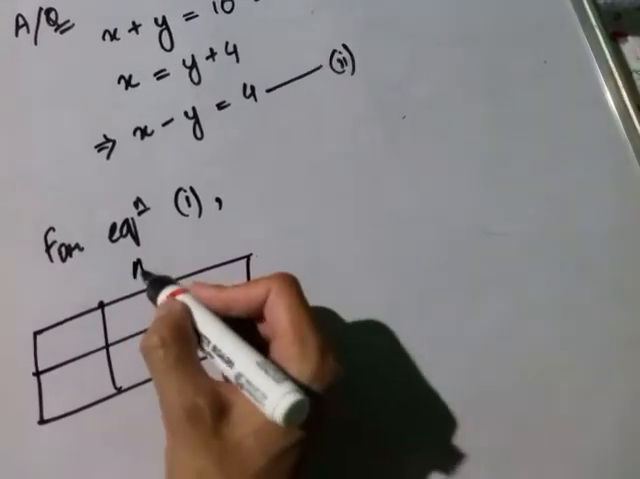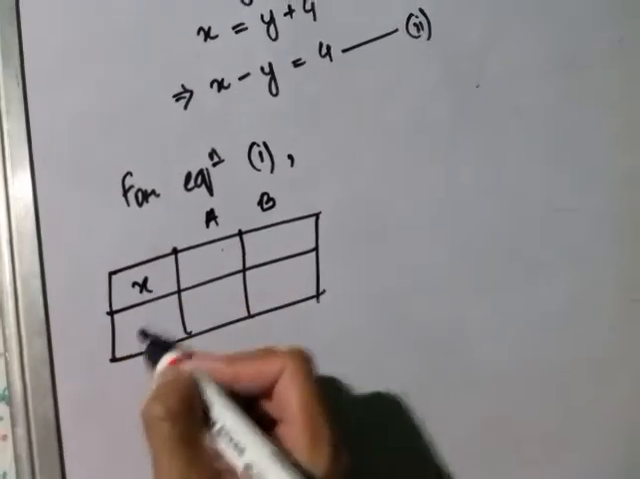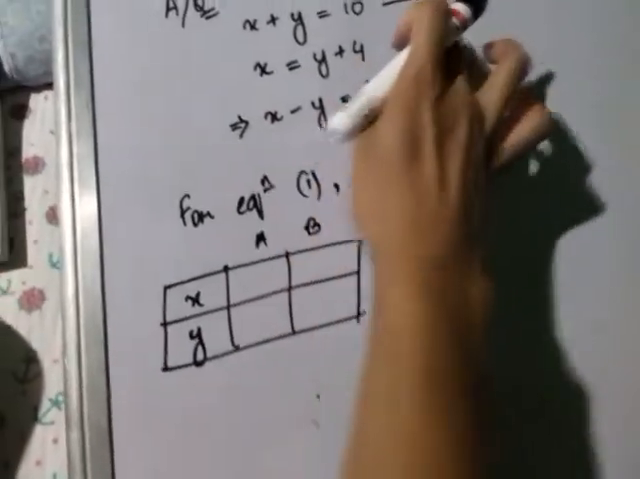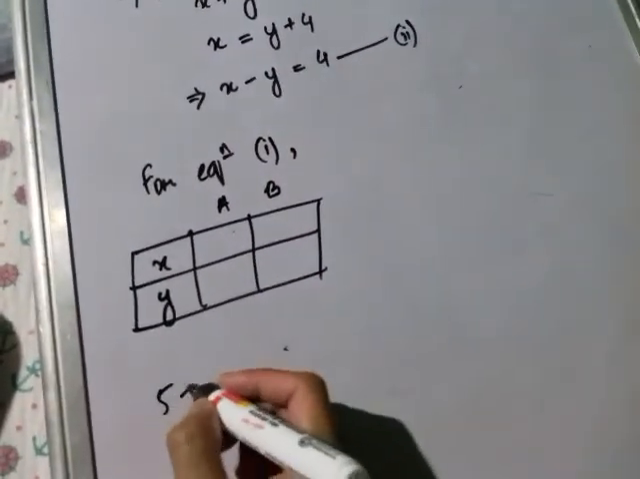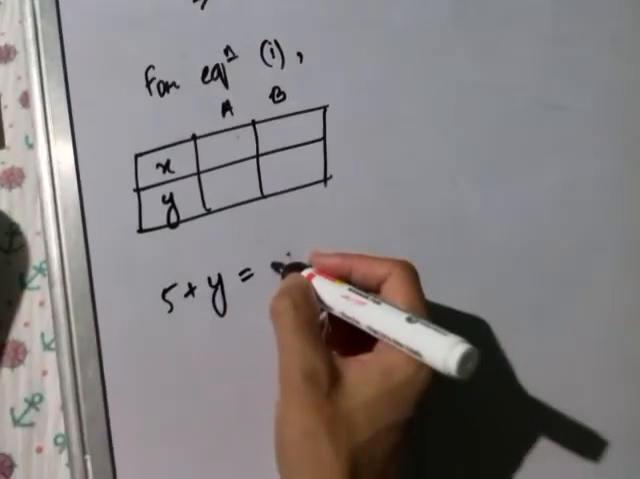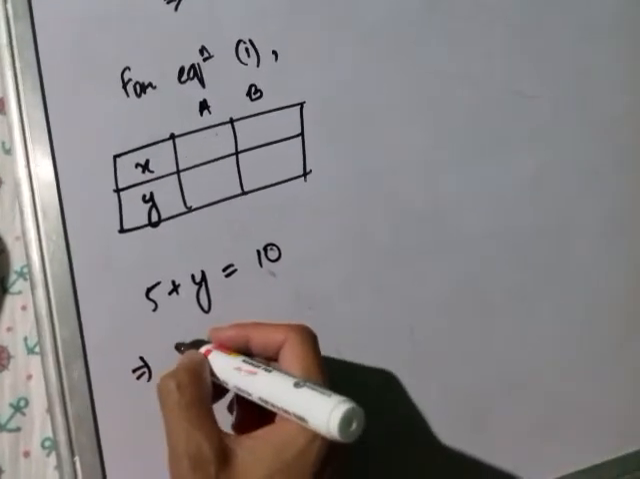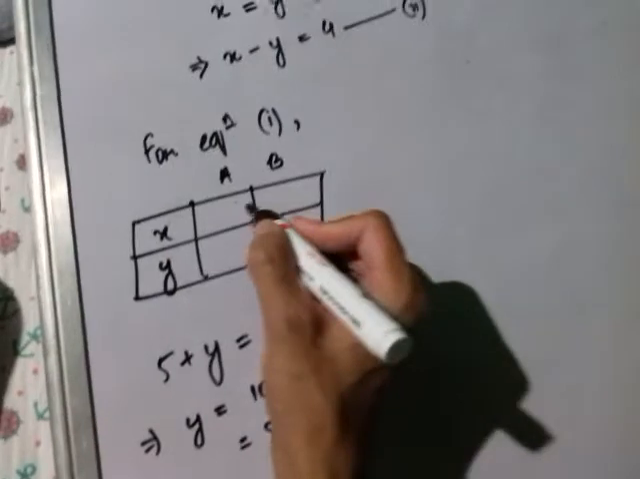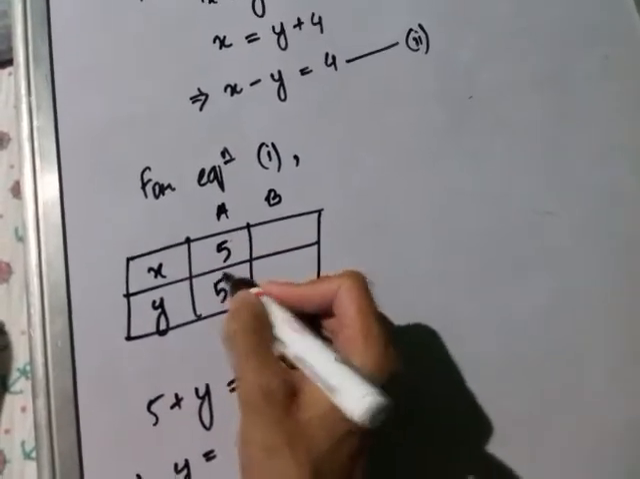This will be a, b. Here will be x and y. So if you take x as 5, that is for equation 1. You see, 5 plus y equals how much? 10. That means y equals 10 minus 5. How much will it be? 5. So if you take x as 5, y also will be 5.